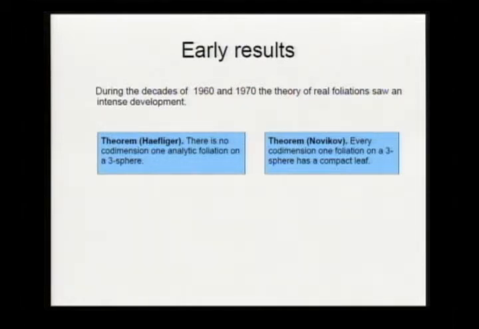Just to have a taste of what the results of that time were like, let me recall two very nice results, one by André Haefliger, which says that there is no analytic codimension 1 foliation on S3, and also a result by Novikov that every codimension 1 foliation on the three-sphere has a compact leaf. So essentially, to prove these two results, there was a lot of ingenuity behind, but it had one key tool, which is Poincaré-Bendixson on the plane.